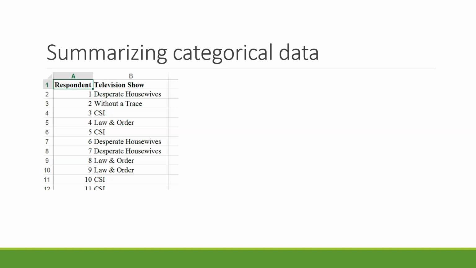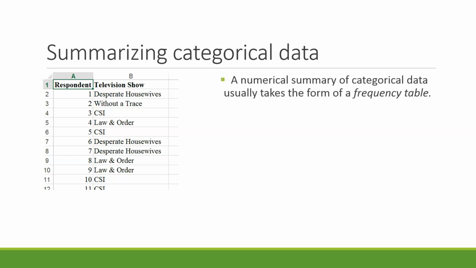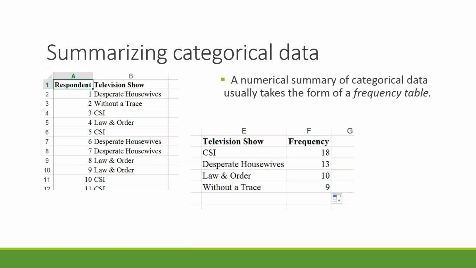So if we want to summarize the data that we've collected here for this number of respondents, usually what we would do if we are trying to summarize categorical data is make a frequency table. So this is what a frequency table looks like. We have all the different possible values of our variable, so all the different possible answers to the question, what is your favorite television show?